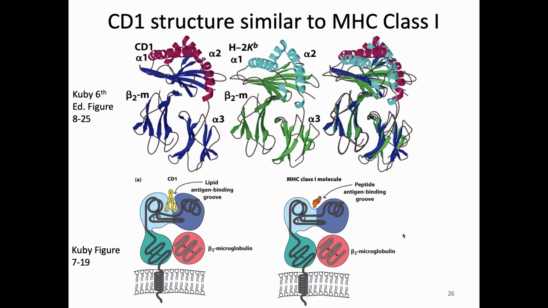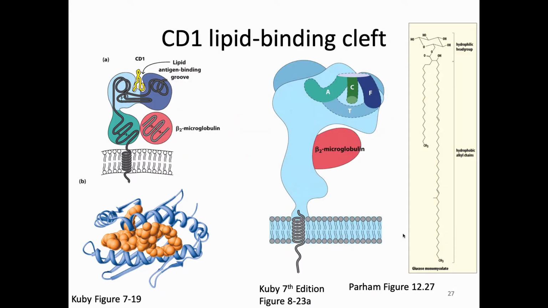So we've got this very similar structure in terms of having a couple of helices that are making a binding groove. Everything looks a lot the same. In fact, if you try to overlay Class I and CD1, they look really similar. The only place where they look particularly different is a little bit at the top. The reason for that is because CD1 needs to have a binding cleft for lipids, not a binding cleft for peptides. And so CD1's lipid binding cleft looks a bit like this.